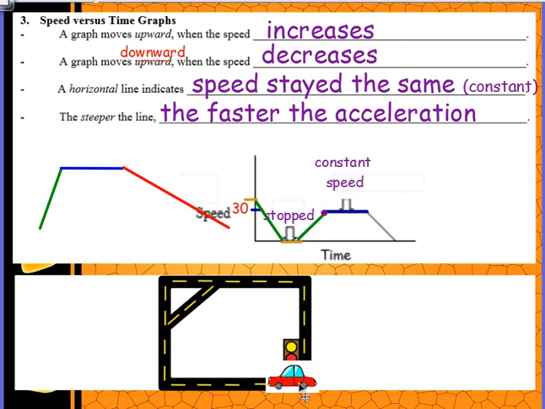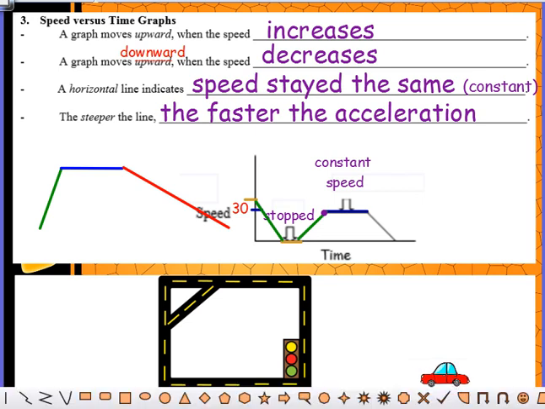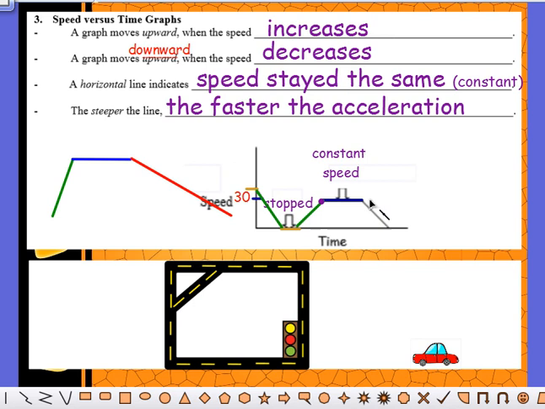Okay? Now he's going to travel at 30 miles per hour where that blue line segment is. And then his speed is going to slowly decrease, which is represented by the last line segment over here. Okay, so these are the 3 types of graphs that we are going to observe in class tomorrow.